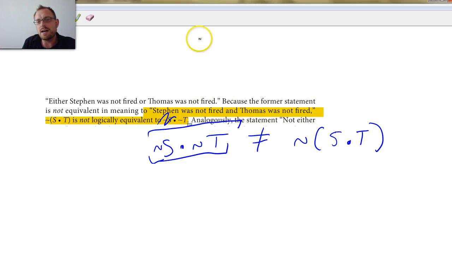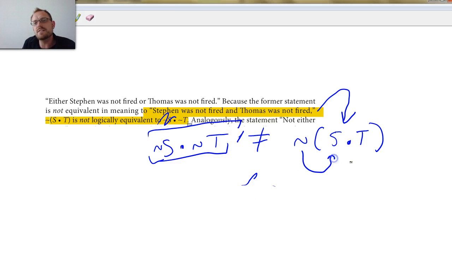And that's why, well, here, let me read this. Either Stephen was not fired or Thomas was not fired. Because the form statement is not equivalent in meaning to this, it is not logically equivalent, right? So, I probably snipped it wrong. But this is translated like this, because what does this mean? This means it is not the case that Stephen was fired and Thomas was fired. What does this mean? This means Stephen was not fired and Thomas was not fired, but they're not actually the same thing. They don't have the same logical meaning.